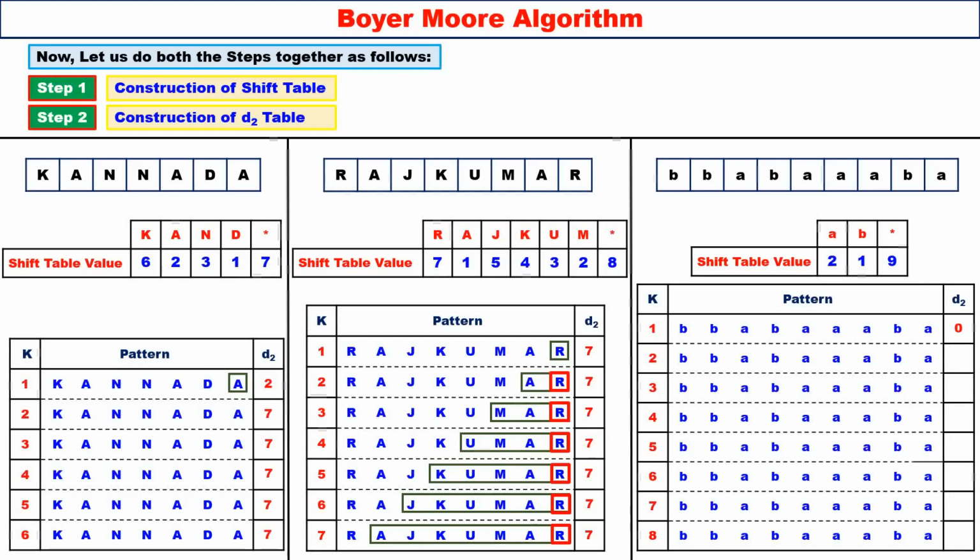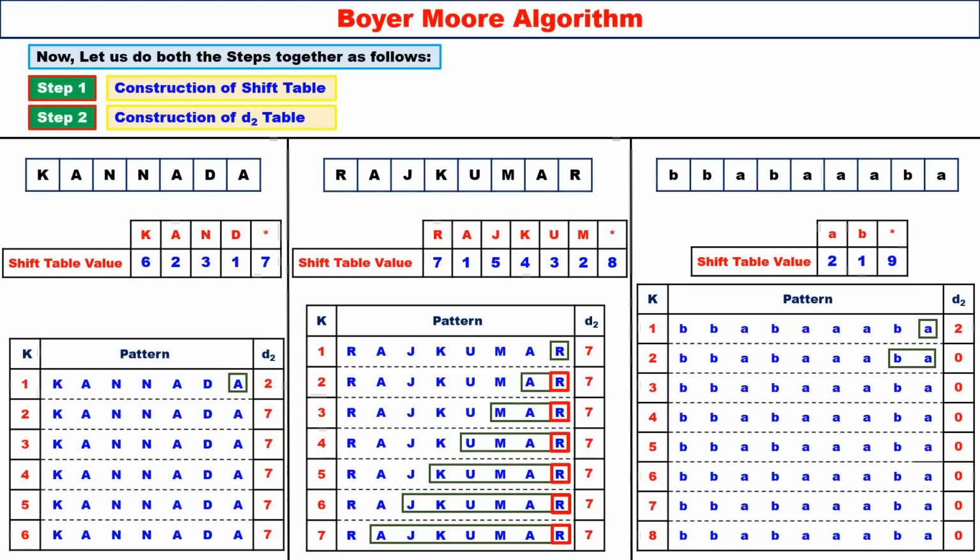Now D2 values. D2 should be initialized to 0. Yes, it is initialized to 0. Now, step 1. A. Search for A from the right. Carefully observe. A is found here. Check the preceding characters. Yes, they are different. Very good. When they are different, we are happy. 1, 2.